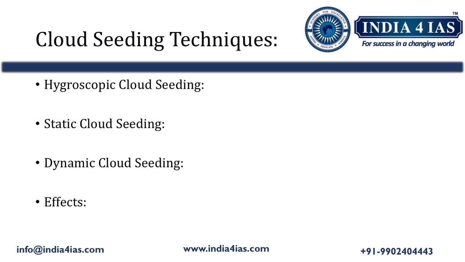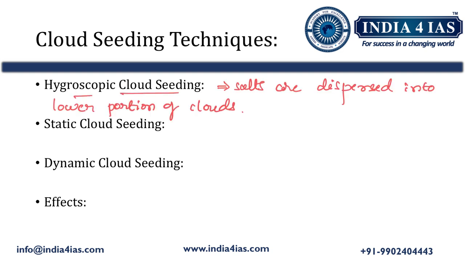The first one is hygroscopic cloud seeding. In hygroscopic cloud seeding, salts are dispersed into the lower portions of the clouds to stimulate the raindrop formation. So these salt particles grow in size as they attract water. Then rainfall happens because of the condensation.